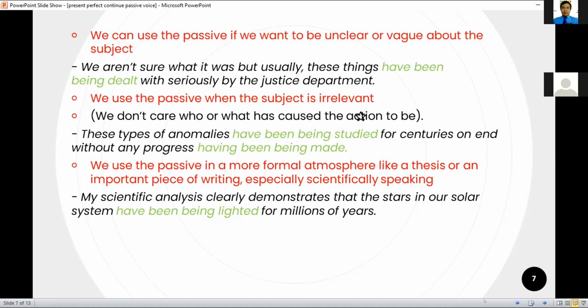And point number 6, maybe I am wrong, I don't know, sorry. We use the passive in a formal atmosphere, like an article or an important piece of writing, especially scientific writing. Example: my scientific analysis clearly demonstrates that the stars in our solar system have been being lighted for millions of years.